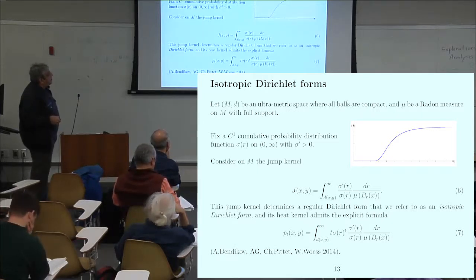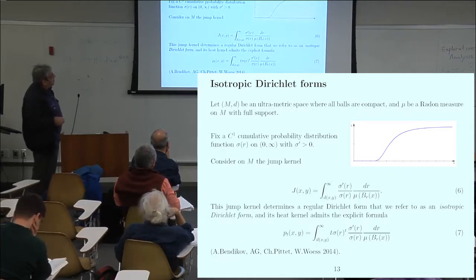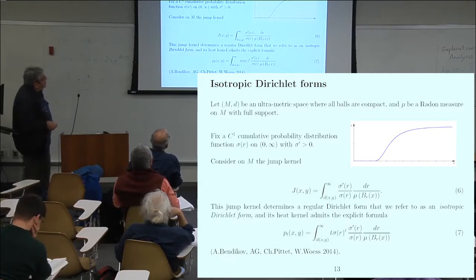At first it might look a bit complicated, but if you think a little bit, it is just an integration from the distance between x, y to infinity of dr divided by the measure of the ball of radius r. R is between these two, right? And by the ultrametric property, it's easy to see that this is a symmetric function. And there is, of course, this additional weight with which we integrate, sigma prime over sigma, right?